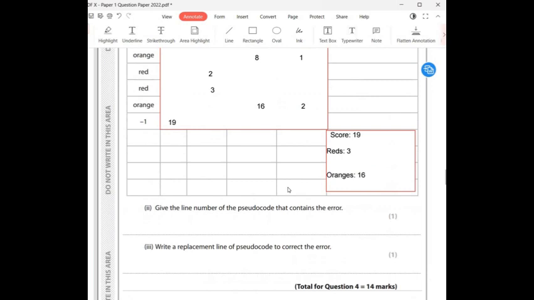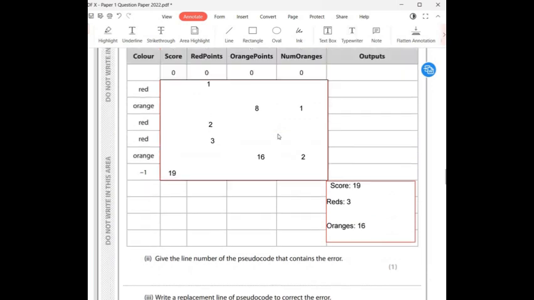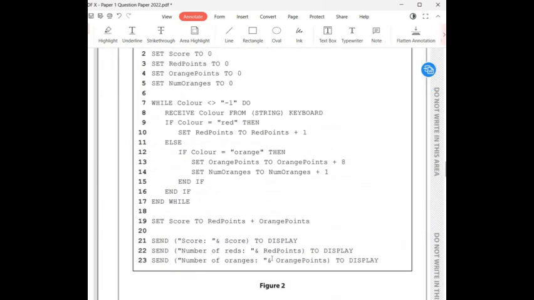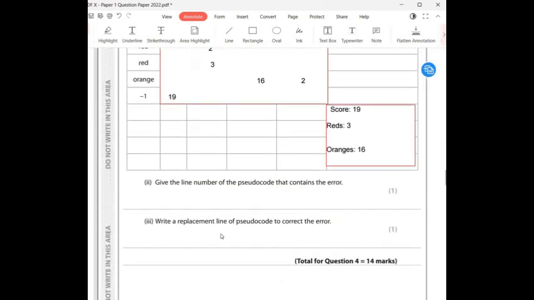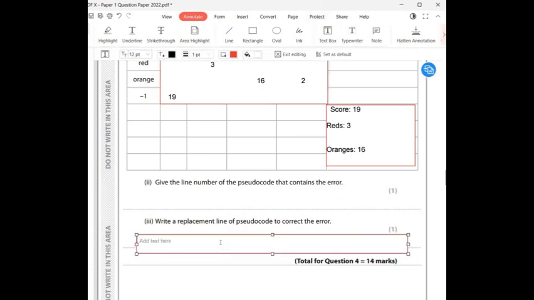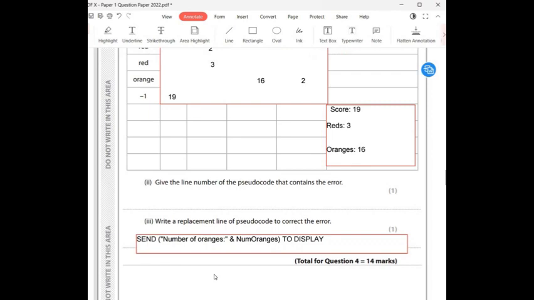Right, so give the line number of pseudocode that contains an error. If we go back up, it's line 23. And then the reason being, the replacement line you could have for 1 mark, it will be send number of oranges and num oranges to display. So that would be the replacement line that would correct that error.